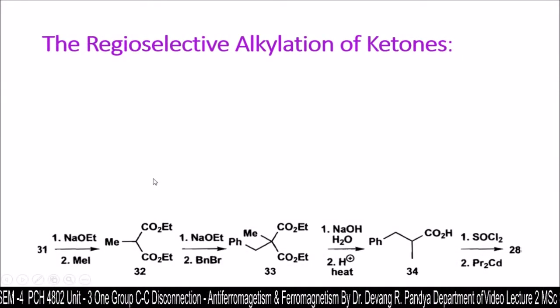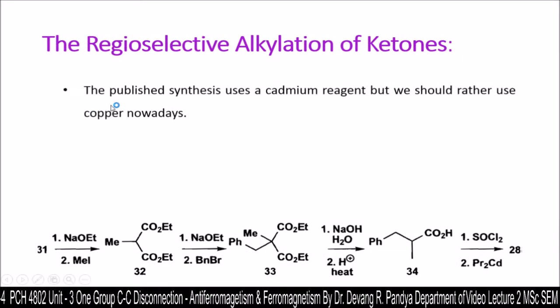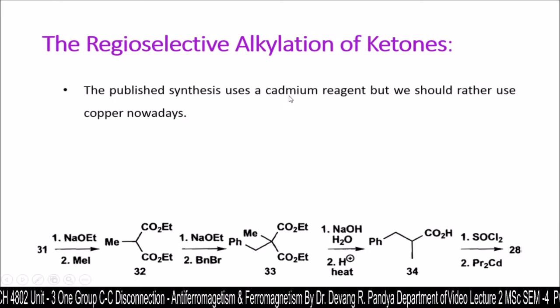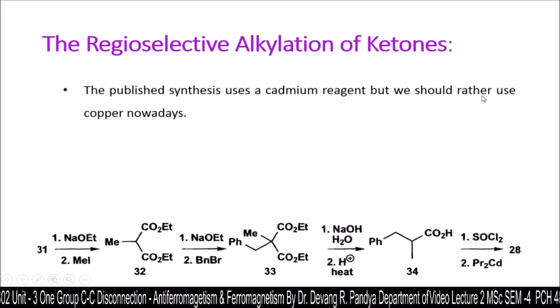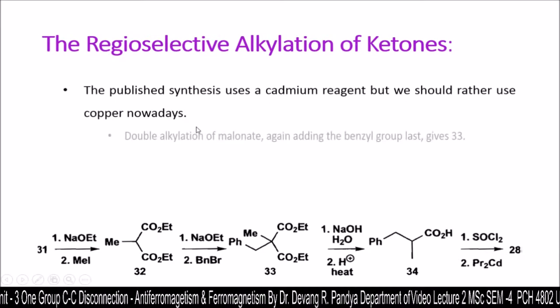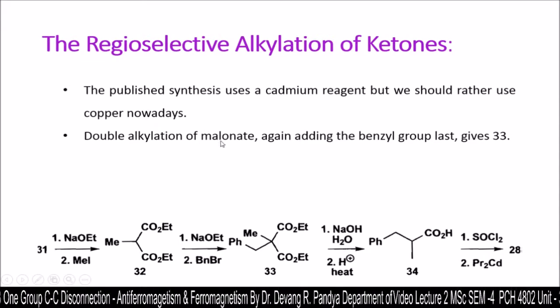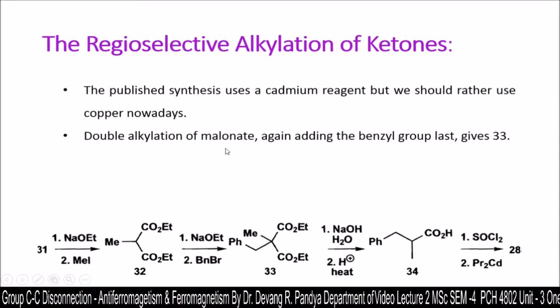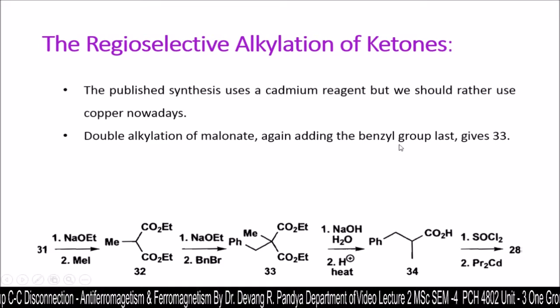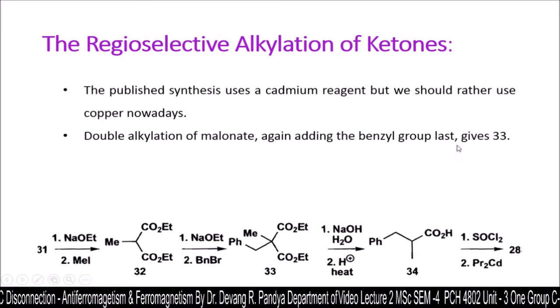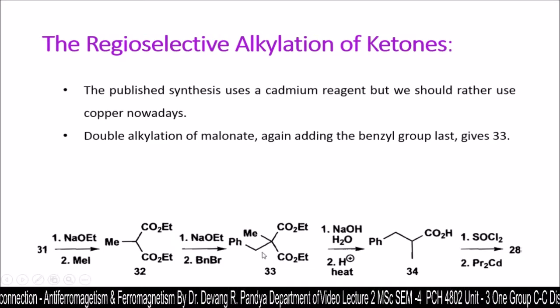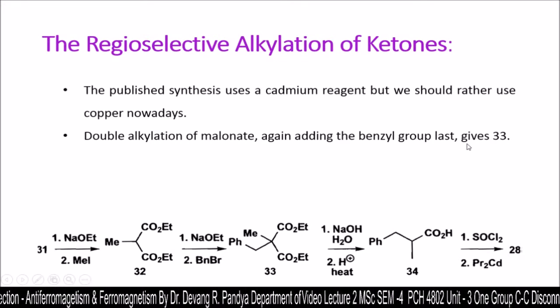Now the synthesis over here. The published synthesis uses a cadmium reagent, but we should rather use copper nowadays. Double alkylation of malonate, that is structure 31, again adding the benzyl group last, that is 33. We are going to add the benzyl group over here.